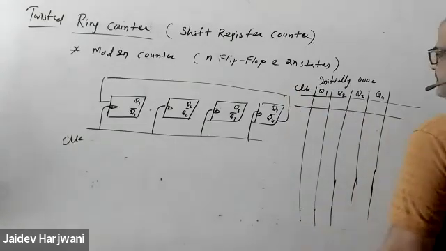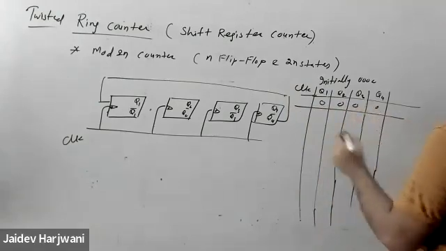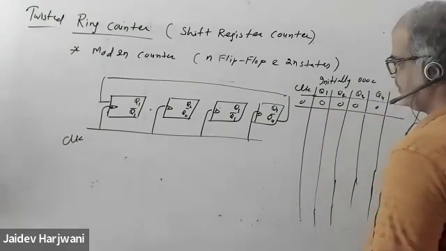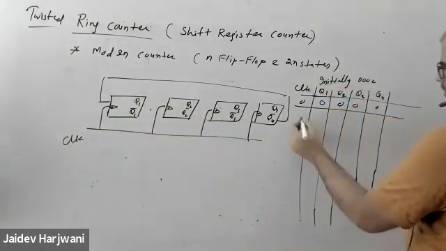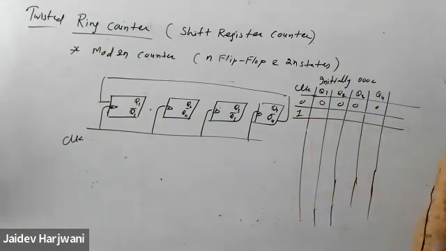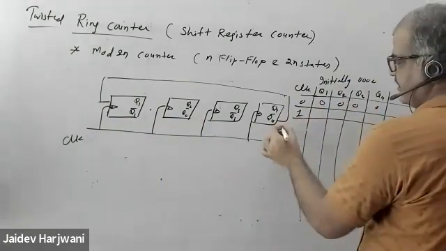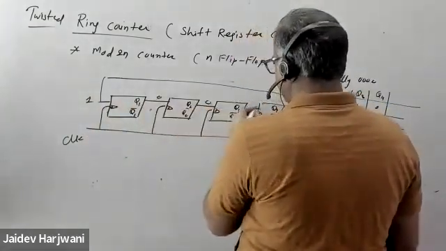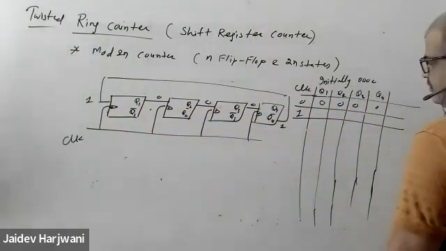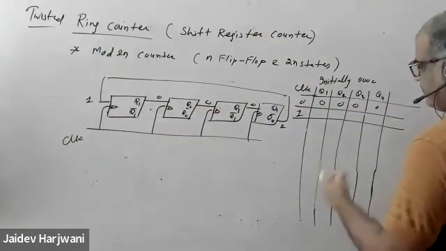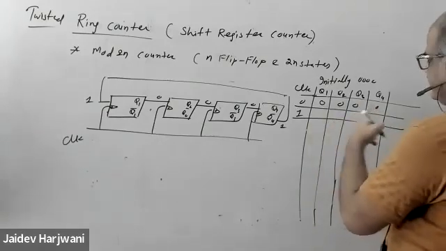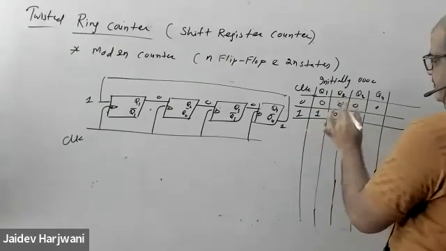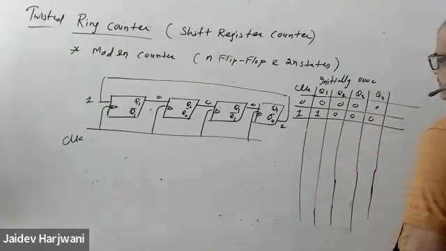This clock has, say, initial condition 0 0 0 0. This makes it a little bit easier for me to make the table. Now suppose clock 1 is coming. Q4 is 0, that is Q4 bar is 1. So for the first clock, this is 1, this is 0, this is 0, this is 0. The input of this one is 1, so this becomes 1. The input of the others was 0, so they become 0.